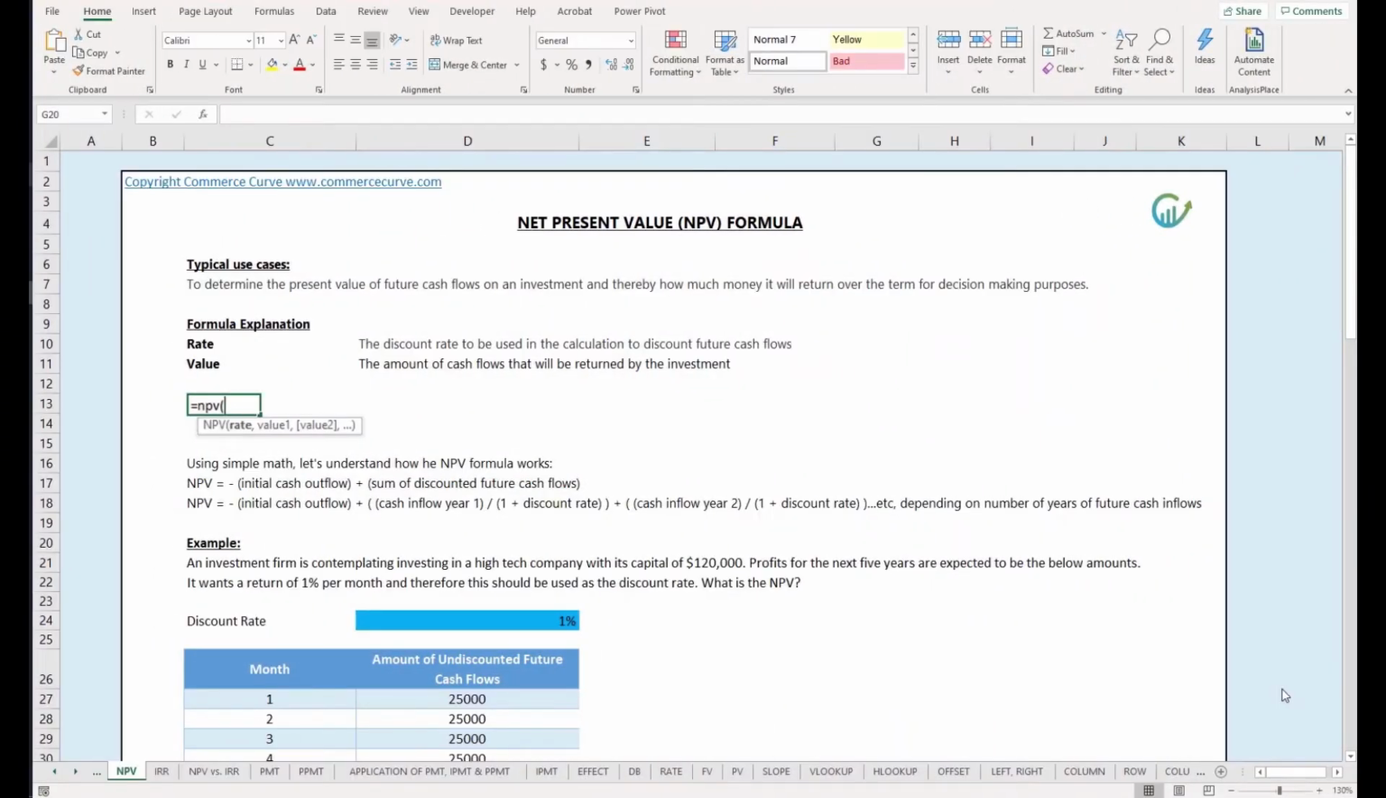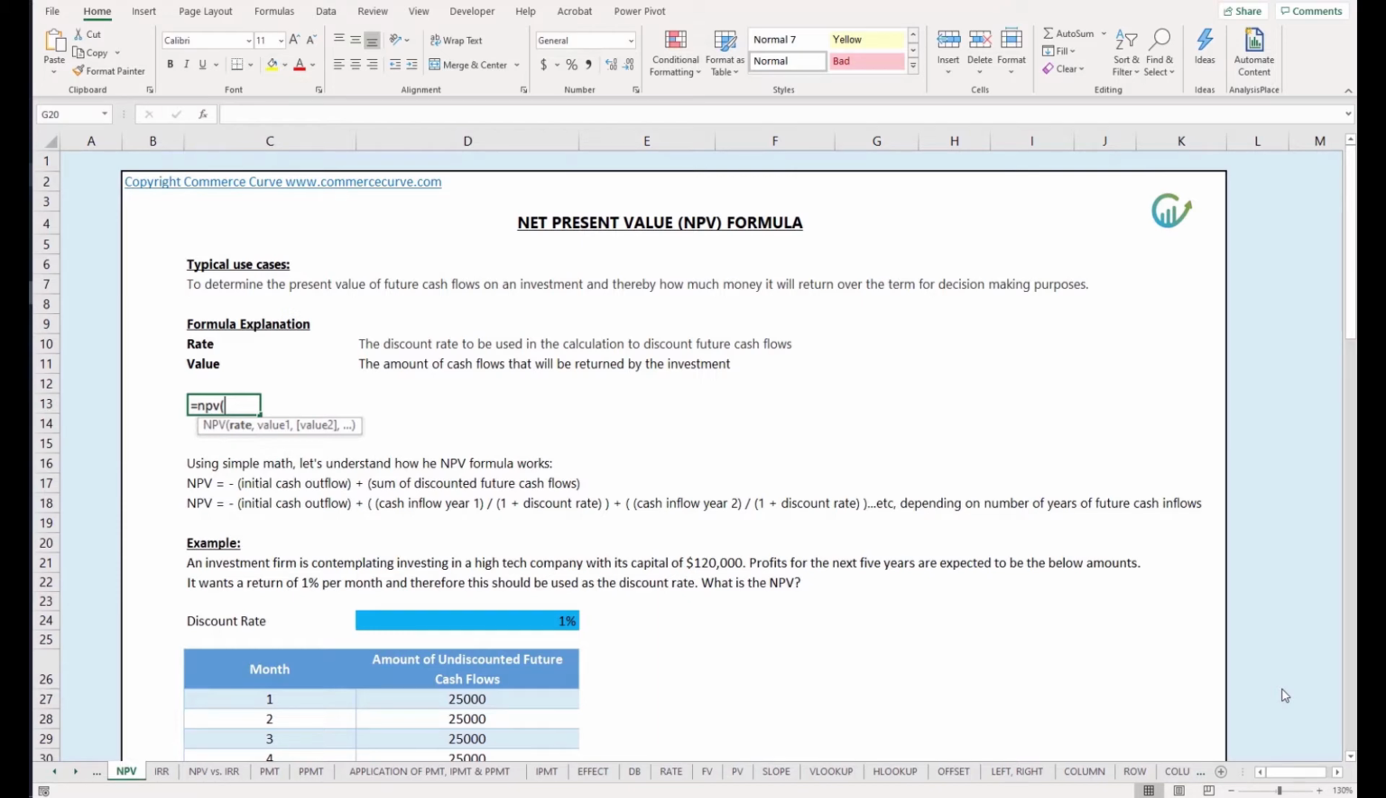In this lesson, we're going to review the net present value formula. The net present value formula is used to determine the present value of future cash flows on an investment, and thereby how much money it will return over the term for decision-making purposes. The term may be a year in length, 5 years in length, 10 years in length. That really depends on the project.